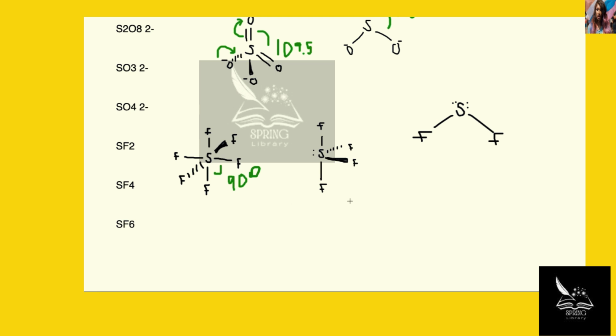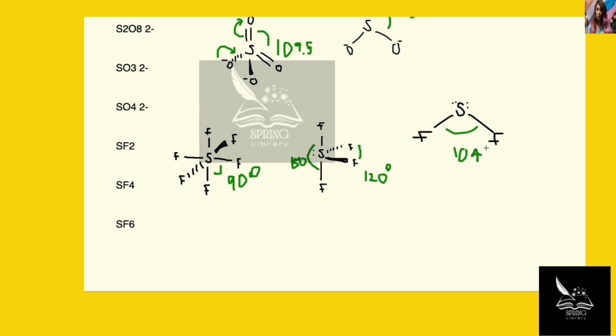Next, we have this seesaw structure where we have an angle of 180 degrees here. And then we have an angle of approximately 120 between our equatorial fluorines. Then we have one lone pair there. And then lastly, we have a bond angle of approximately 104.5.